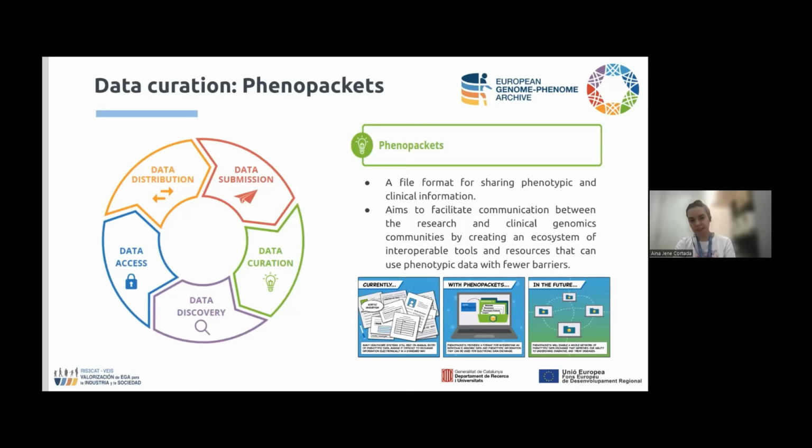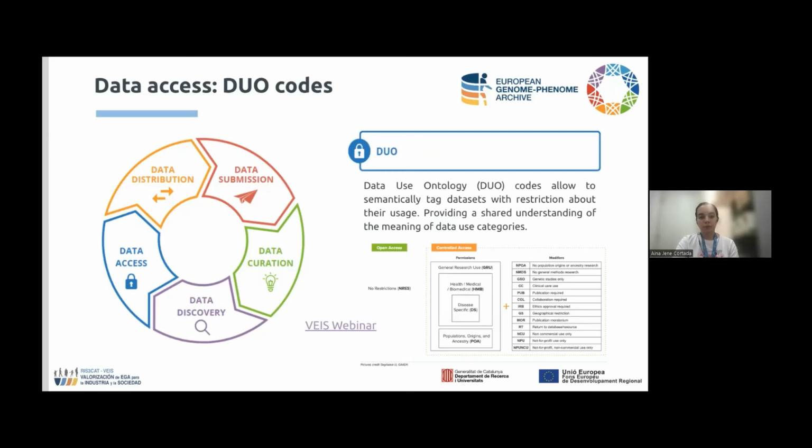And currently at the EGA, via the Solve-RD project, we have stored, I think it's over 36,000 samples with Phenopackets. So related to data access, we are working with DUO codes. DUO stands for Data Use Ontology, and it uses different codes to semantically tag datasets with restrictions about their data usage. So thanks to these codes, we can provide a shared understanding of the data use intentions.